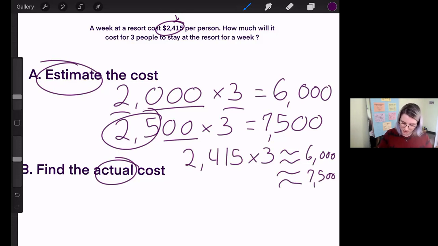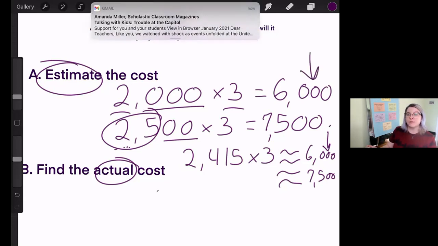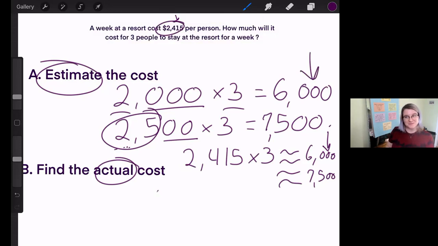I can see that 2,415 is actually closer to 2,000 than it is to 2,500. So I think that 6,000 is going to be closer. Which estimate is greater than the product, than the actual cost? With this one, I rounded up. So I think 7,500 is going to be greater than the actual cost. And which estimate will be less than the actual cost? 6,000, because to get to 6,000, we rounded down. Does that make sense?